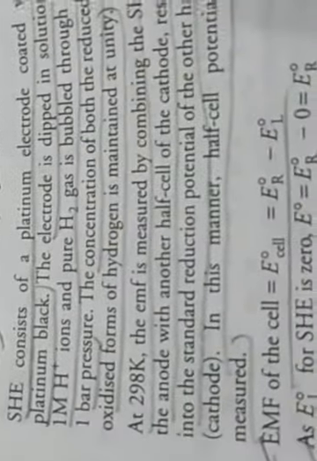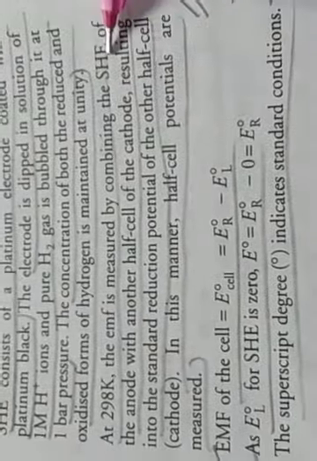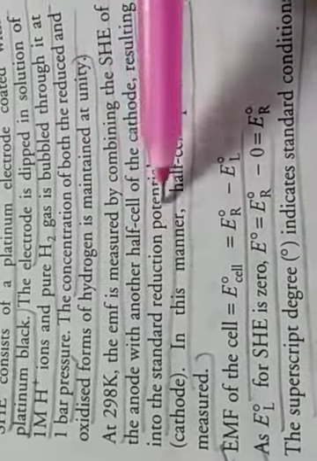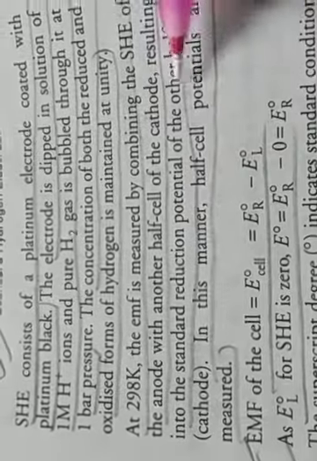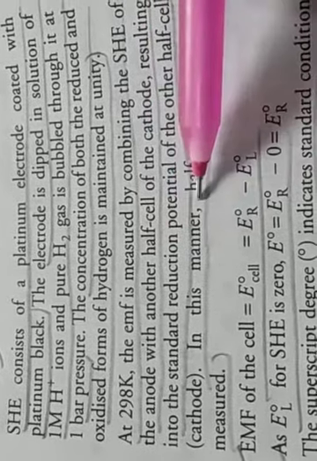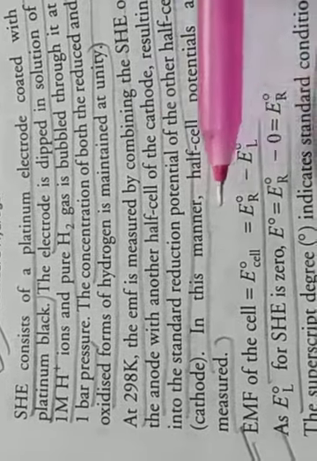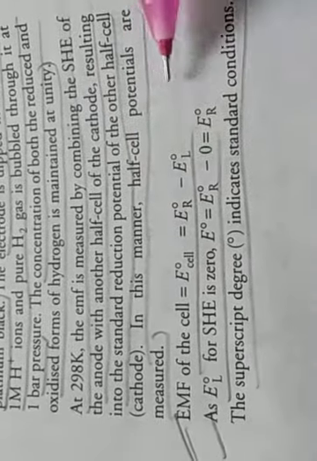So at 298 Kelvin temperature, EMF is measured by combining the SHE, the standard hydrogen electrode, as the anode with another half cell as the cathode, resulting in the standard reduction potential of the other half cell. In this manner half cell potentials are measured.